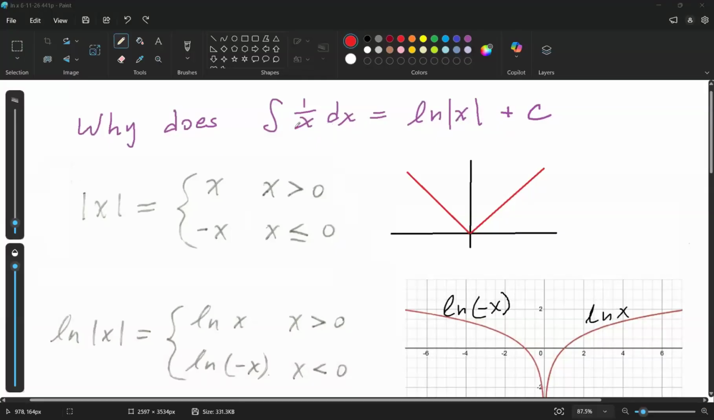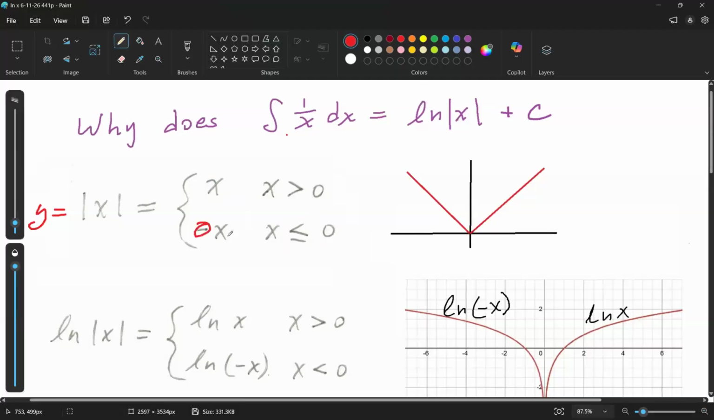Why is the integral of 1 over x equal to ln of the absolute value of x? Why do we need the absolute value marks? Well, let's think about what absolute value does. If you have y equals absolute value of x, absolute value keeps positive positive and makes negative positive. So if x is positive, it just leaves it alone. If x is negative, it has to find a way to turn it back positive.